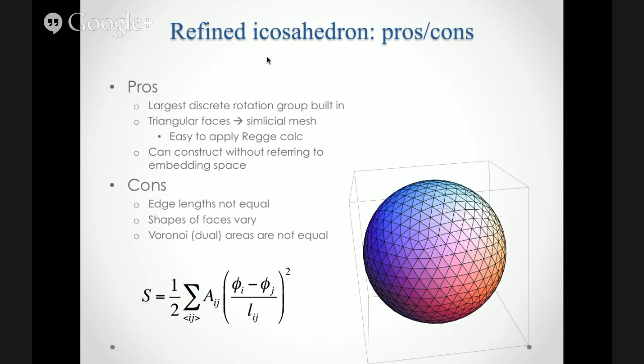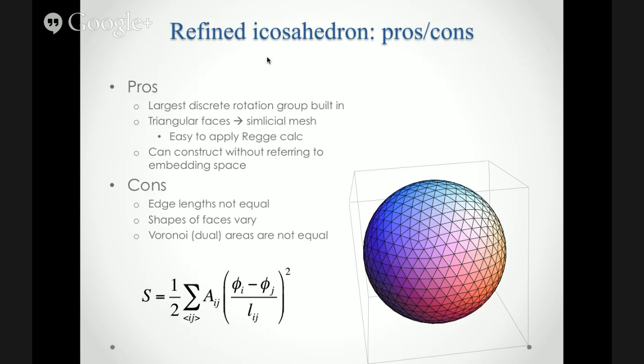Pros of this: it already has the largest possible discrete rotation group. It's the best Platonic solid you can work with. The triangular faces are already a simplicial mesh. So it's obvious, well, not quite obvious, but it's sort of built for applying Regge calculus. It already has the right form.